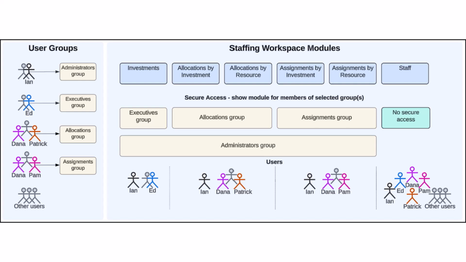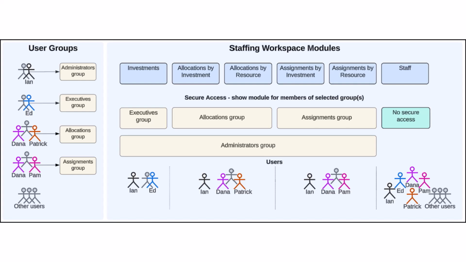Dana, Patrick, and others such as Ray are members of the allocations group. Dana, Pam, and others such as Maria are members of the assignments group. Other staffing users such as Luke are not members of these groups. On the right, you can visualize how Ian can configure the access across the modules.